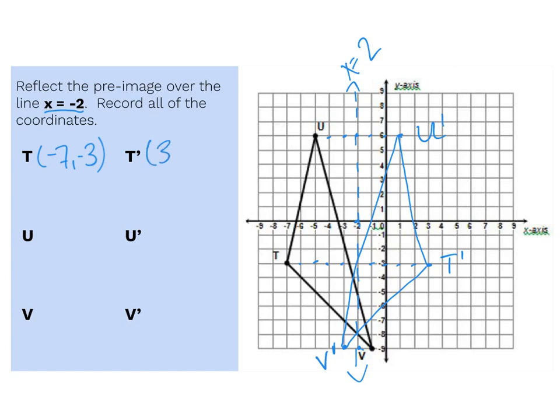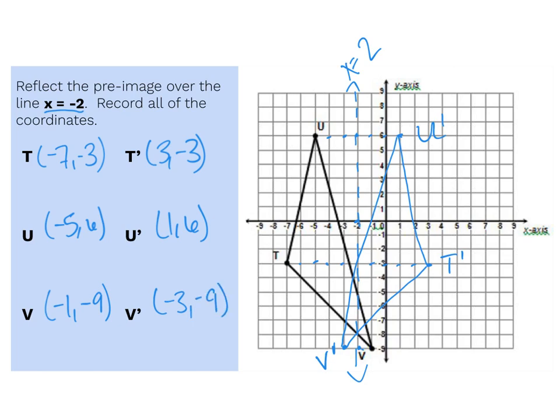Okay. U was at -5, 6 and reflected to 1, 6. X is changed. V was at -1, -9 and ended up at -3, -9.